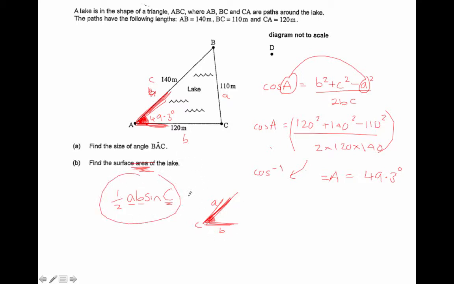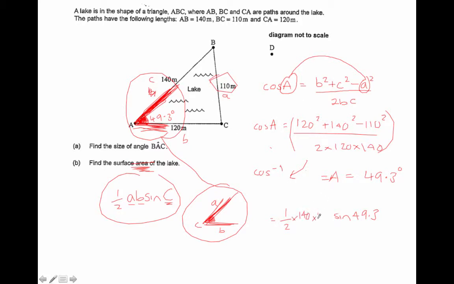So if this is our formula, we need to apply this to this corner here, because this is the angle that I know. So area is a half, sine at the end, we know the angle is 49.3. A and B are the sides either side of it, so it's this side here and this side here. A lot of you are using this side over here. A half times 140 times 120 times sine 49.3. And on a calculator, that should have come out as 6368.3. And to three significant figures, 6370, and a units, meters squared.